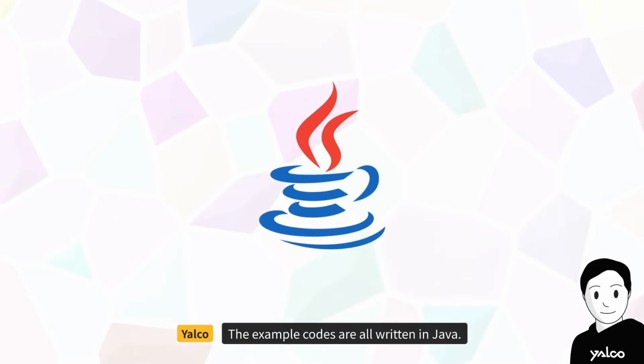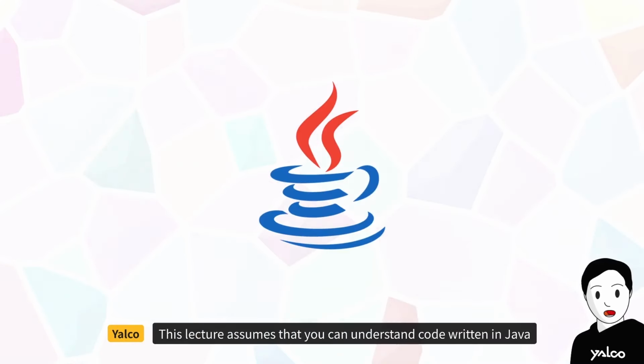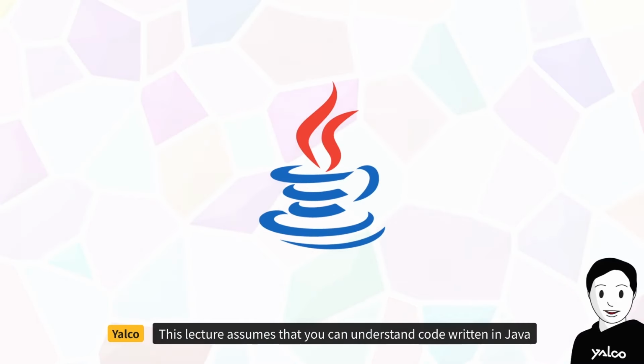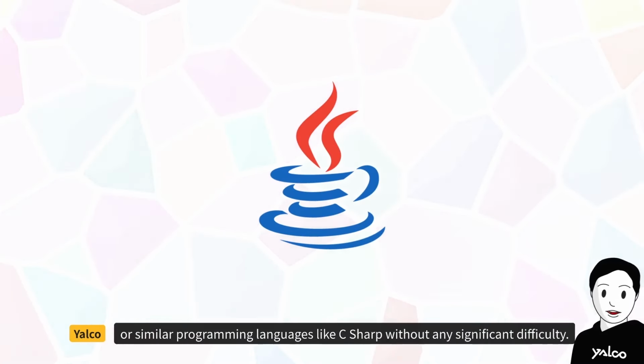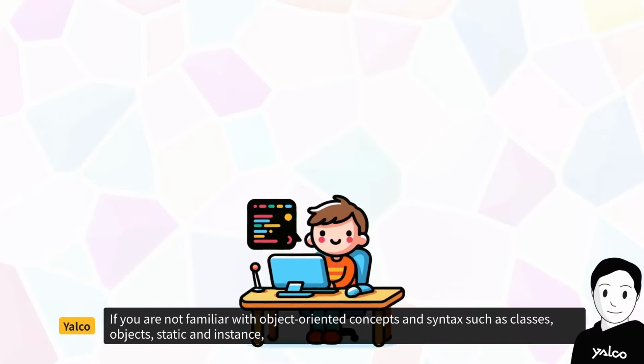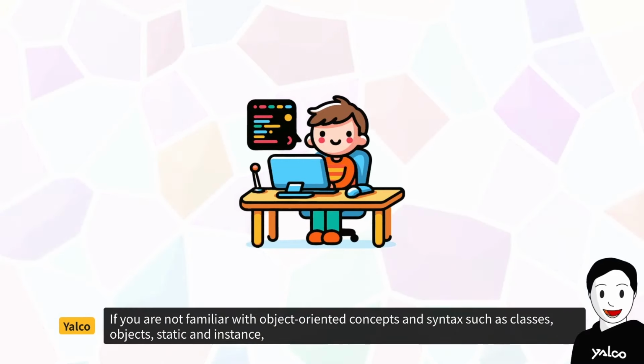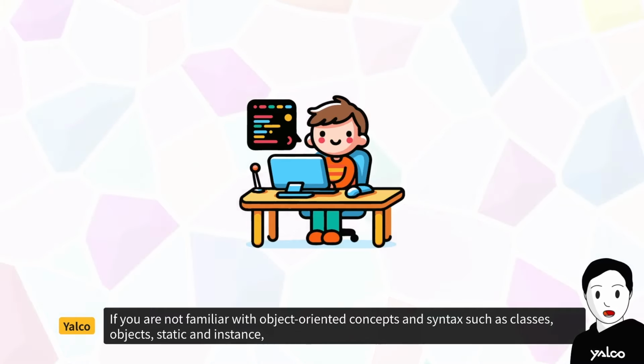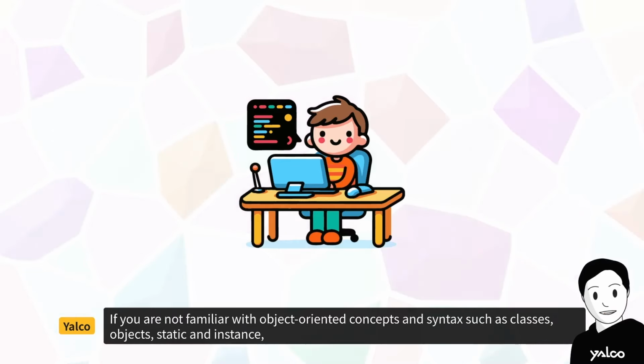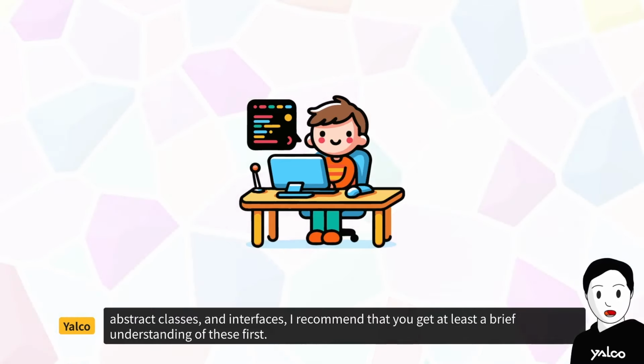The example codes are all written in Java. This lecture assumes that you can understand code written in Java or similar programming languages like C# without any significant difficulty. If you are not familiar with object-oriented concepts and syntax such as classes, objects, static and instance, abstract classes, and interfaces, I recommend that you get at least a brief understanding of these first.